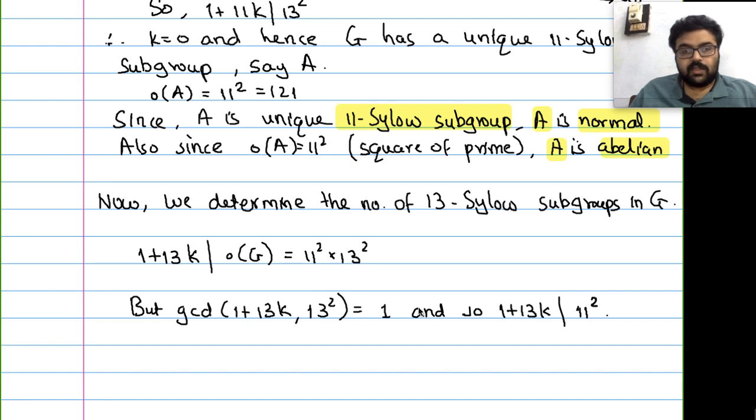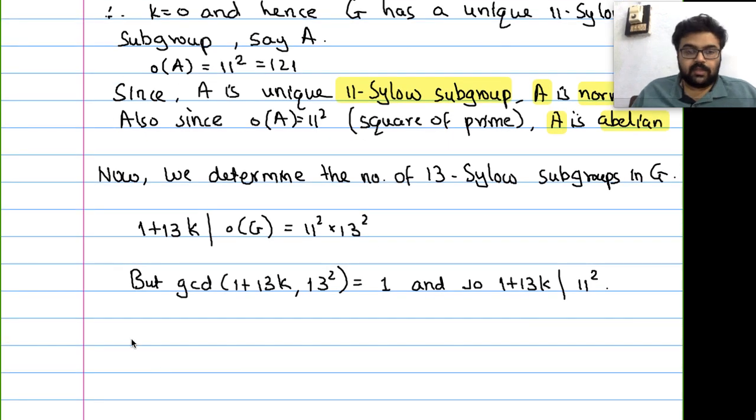So 1 plus 13 square does not divide 13 square. GCD is 1. So 1 plus 13k must divide 121. So what should be k? K is 0 is allowed. Right? K is 0 then 1, 1 divides 11 square, that is fine.